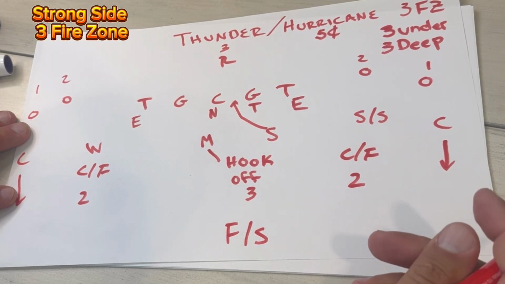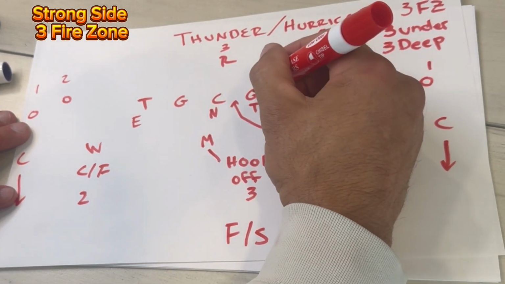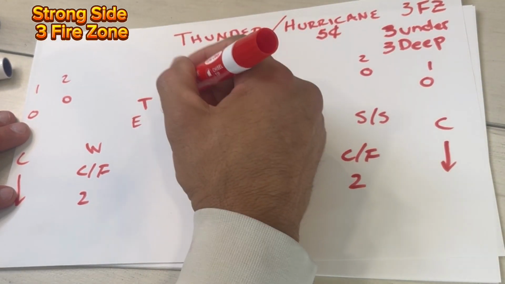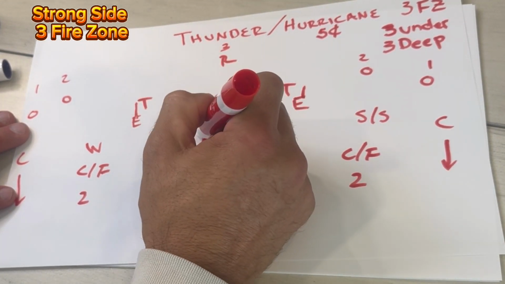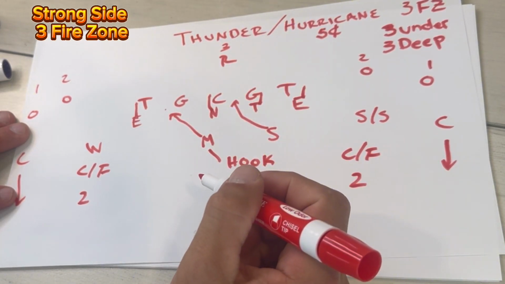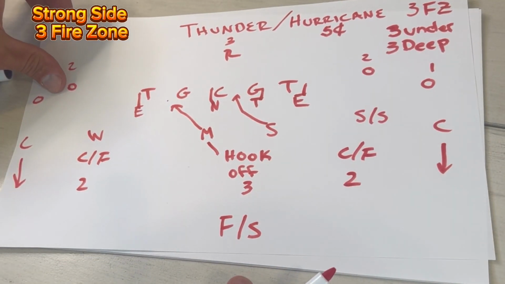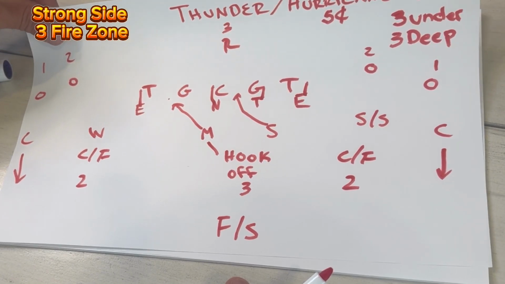All right, so that's Thunder and Hurricane. Everyone else is the same. So he's still got this B gap, he's still C gap, he's still A gap, he's still C gap. All right, the Mike is responsible for this B gap on run. All right, but he's not going right away. Only the Sam's going right away. That's Thunder and Hurricane. Okay, that's a 3 fire zone, 3 under, 3 deep.